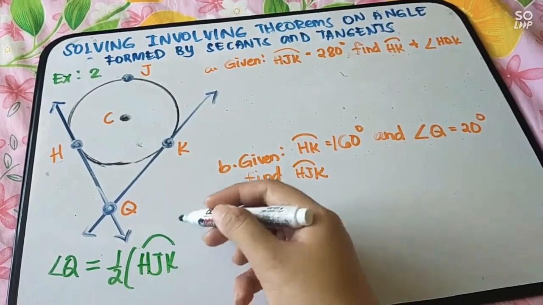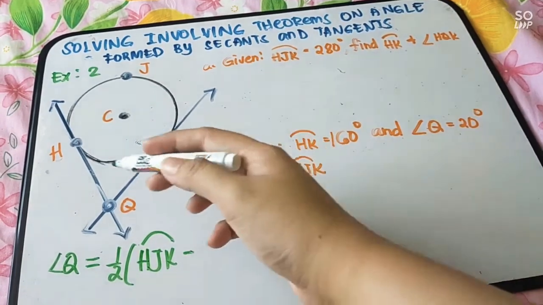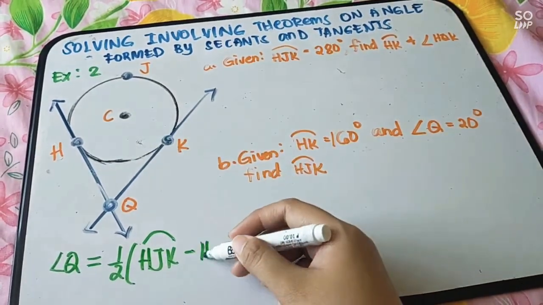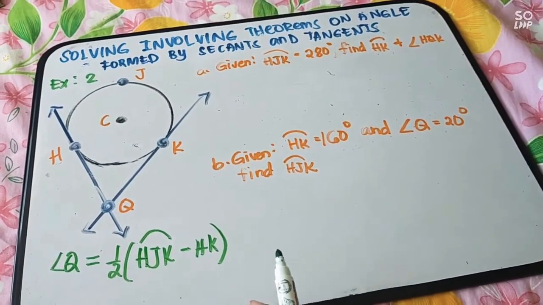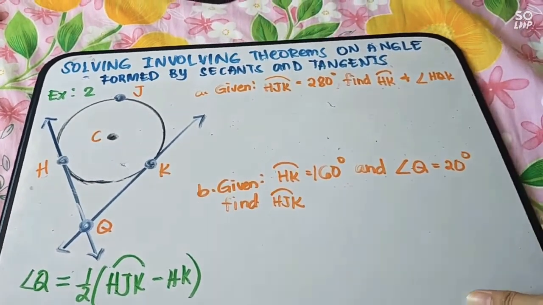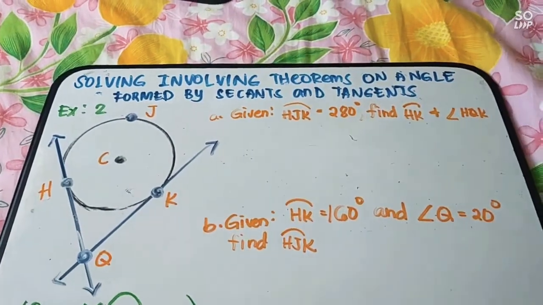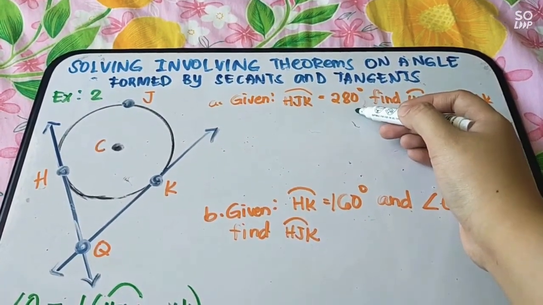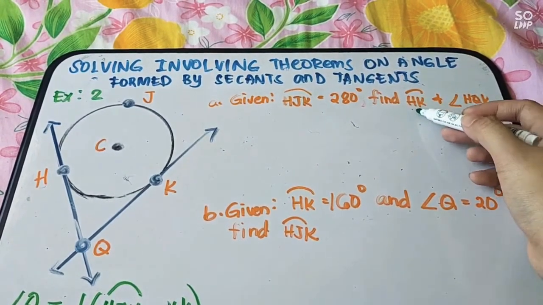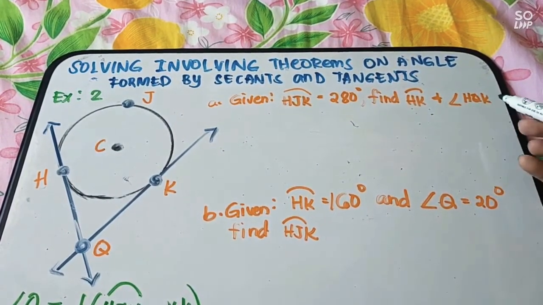Arc HJK minus the smaller arc, which is HK. So, this is the working formula. Okay? So, let us have A. Given HJK is 280 degrees. Find arc HK and angle HQK.